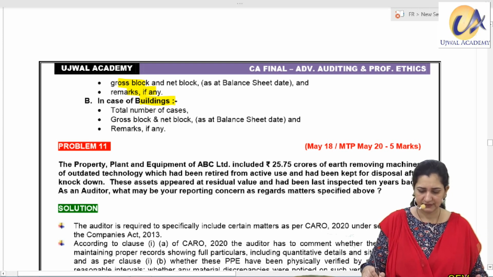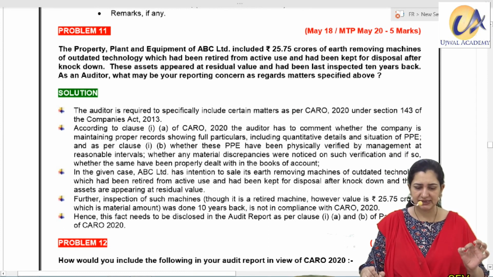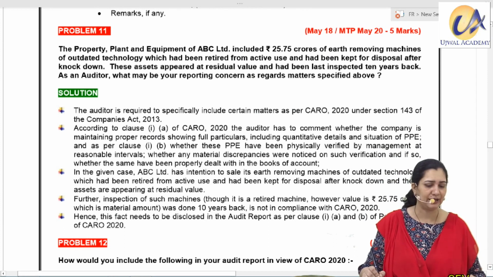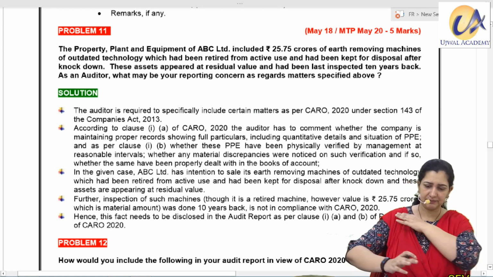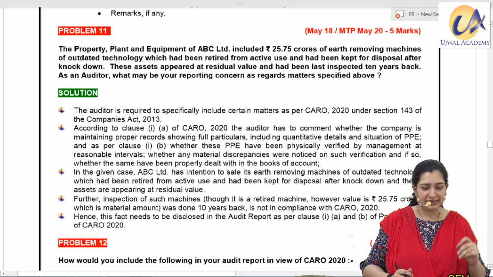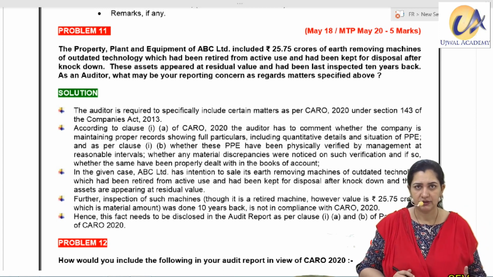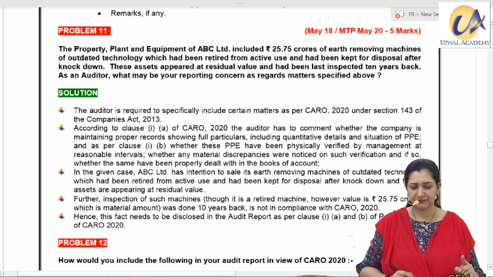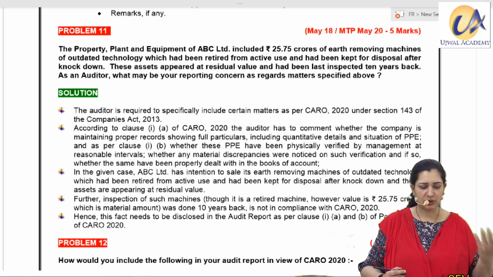Okay. Next one, MTP question. PPE of ABC includes 25.75 crore of earth removing machines of outdated technology which had been retired from active use and had been kept for disposal, so that is ready for sale after knockdown. These assets appeared at residual value and they had been last inspected 10 years back. So we are talking of again PPE, right? But this was inspected 10 years back. So this is which point of PPE? Physical verification. So how would you report about it?